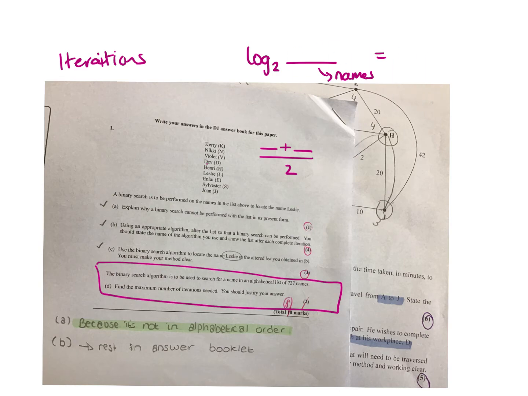Or maybe they will say to you, now I haven't seen this, but maybe they'll say, for a list of X names, we only needed 12 iterations. How many names roughly? You just work backwards. We all know how to do logs. Yeah? And if you don't, please go back to pure 2.